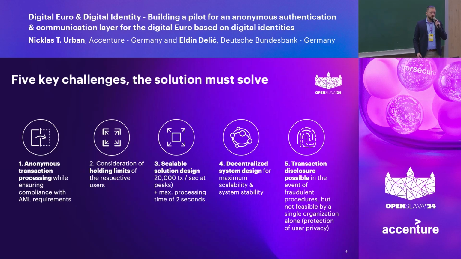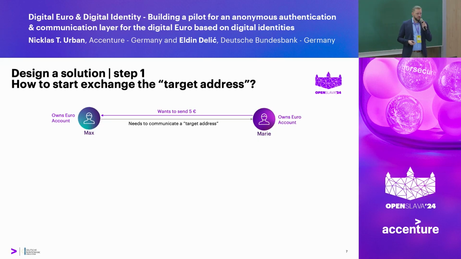Last, we want transaction disclosure as far as possible in the event of fraudulent procedures, but not feasible by a single organization, to protect user privacy in the end. So in our first step, we have 2 persons, in this case Max and Marie. Marie wants to send €5 to Max. The problem is Max now needs to communicate to Marie the address to which this money goes. He needs to communicate a target address. What can Max do? He can tell her a really big number or a really small number that is communicated between the 2 parties. That's the first question we pose.